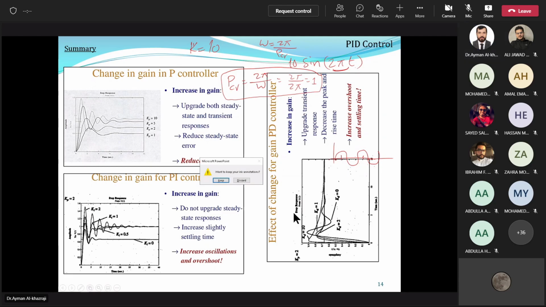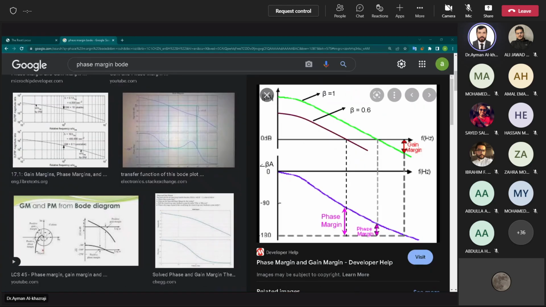That's it for now. I wrote realization, PID design, practical approach. So I give a plot or equation. We have a lag compensator. We have another topic. It's root locus.